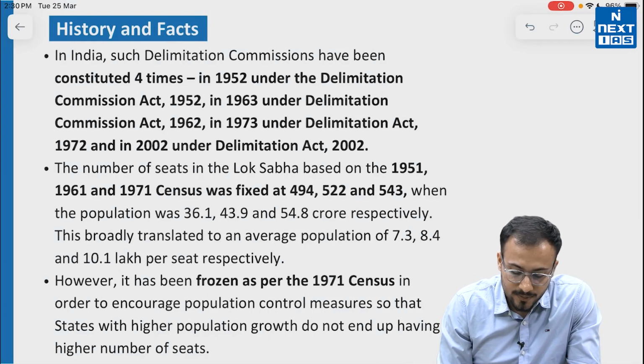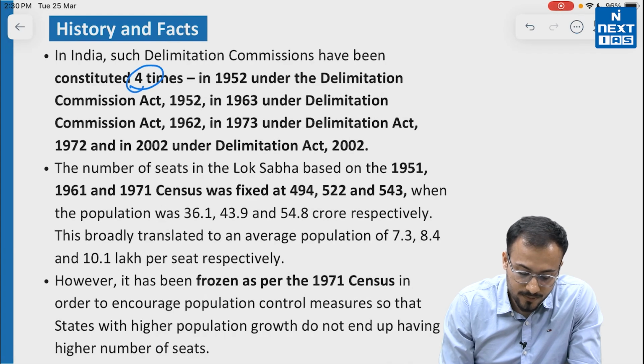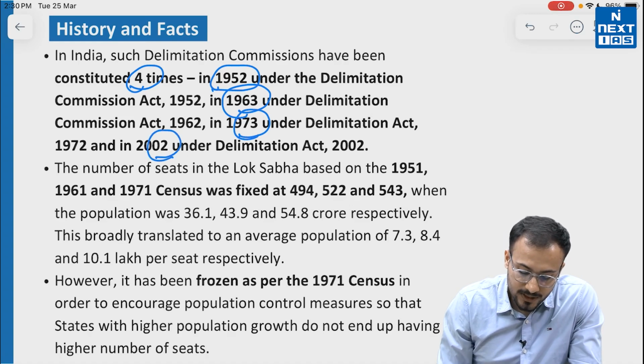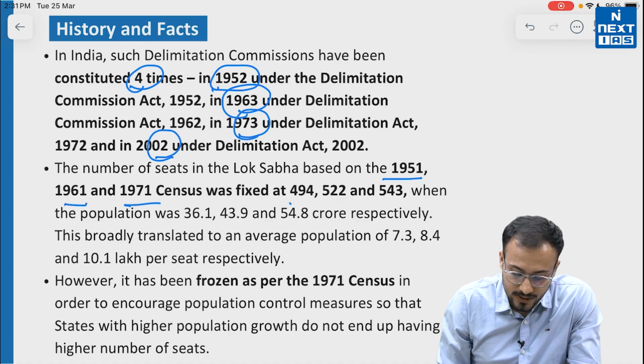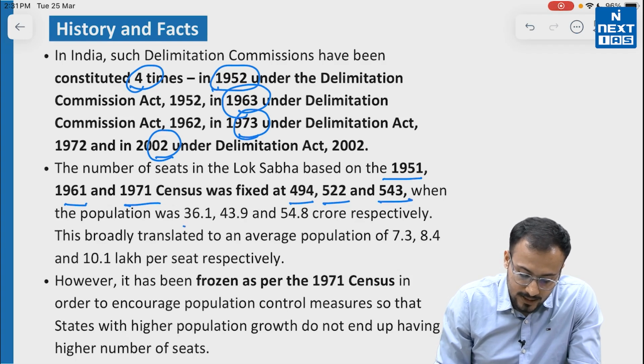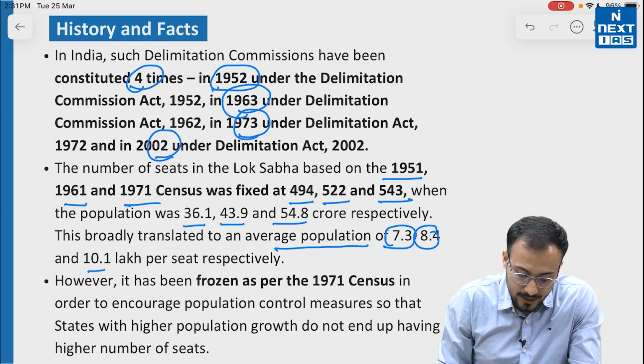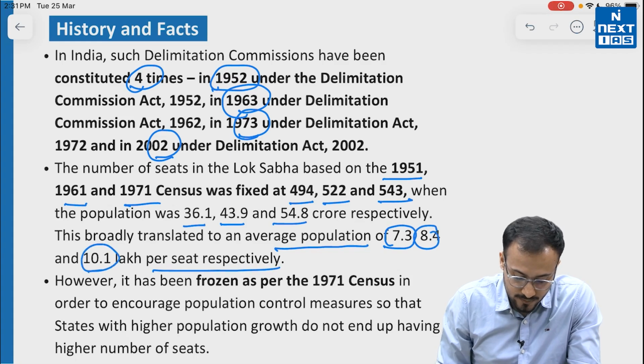In India, such delimitation commissions have been constituted 4 times: 1952, then 1963, then 1973, and in 2002 under the Delimitation Act of 2002. The number of seats in the Lok Sabha based on the 1951, 1961 and 1971 census was fixed at 494, 522 and 543, when the population was 36.1, 43.9 and 54.8 crore respectively. This broadly translated into an average population of 7.3, 8.4 and 10 lakh per seat respectively.